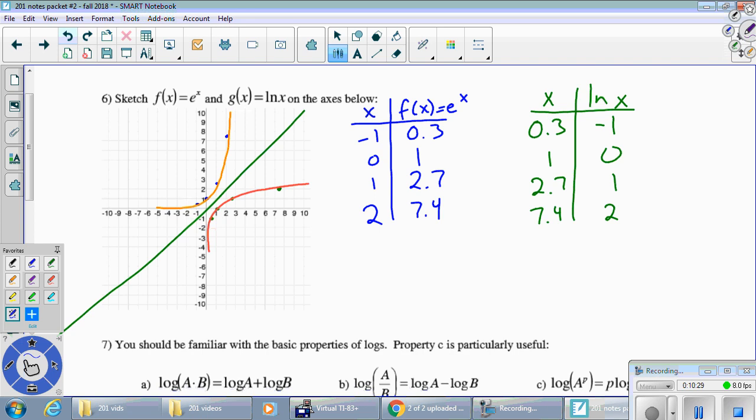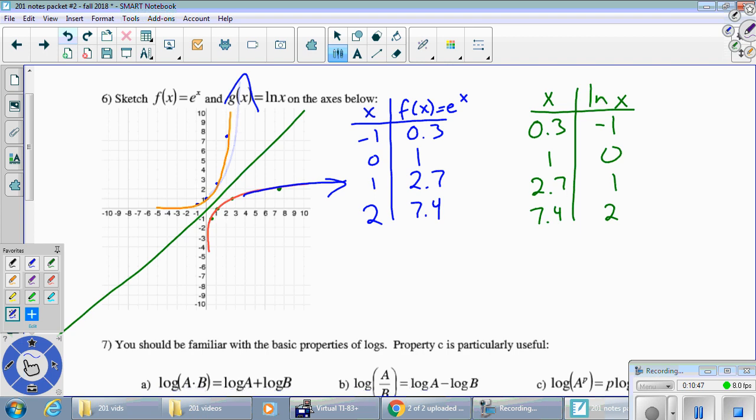Common misconception is that because the ln grows so slowly that it actually levels off, like it has some horizontal asymptote up here, but it does not. This curve right here forever goes to the right and up. Therefore, this curve over here forever goes up and to the right.